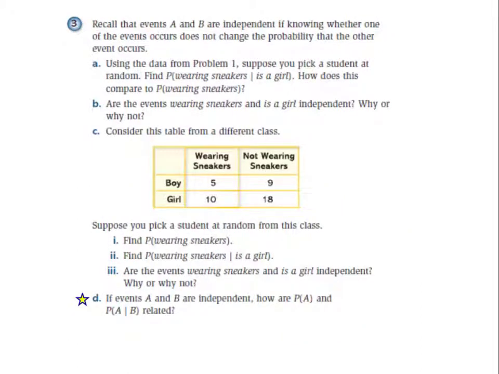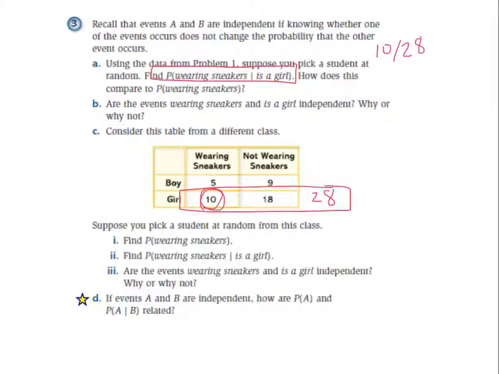Let's look at one more example. Don't worry about all the words, just take a look at the chart. Let's try to find the probability that a student is wearing sneakers given that the student is a girl. The given restriction of girl means we can only consider the girls group. There are a total of 28 girls, and I want to look for the ones wearing sneakers. The probability that you're wearing sneakers is 10 out of 28.